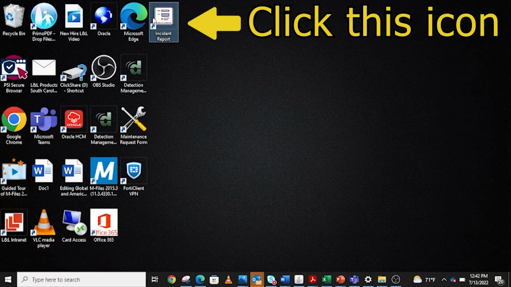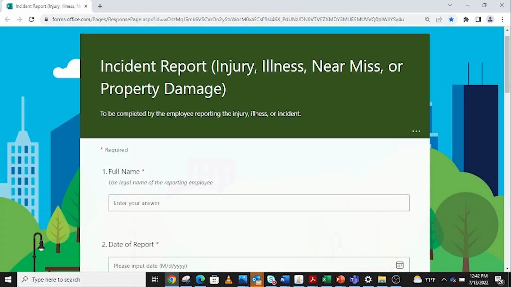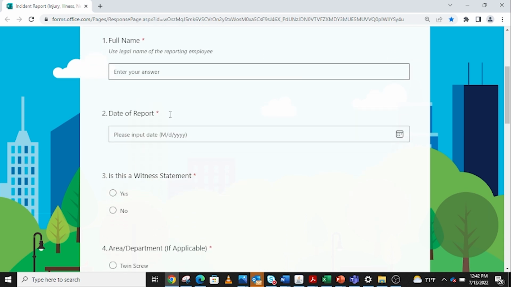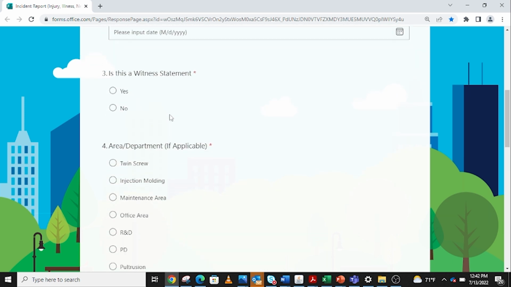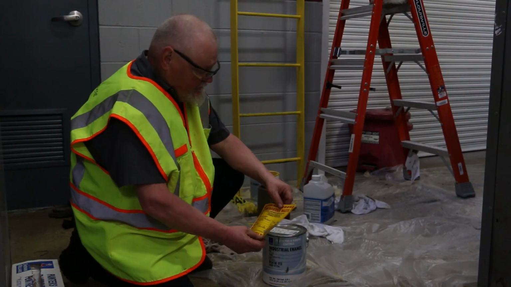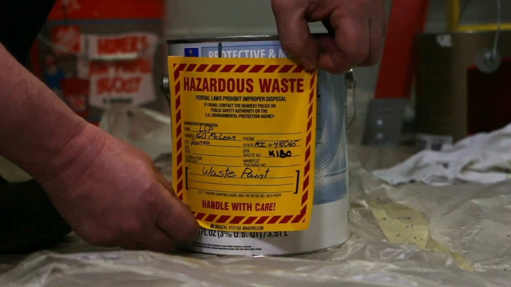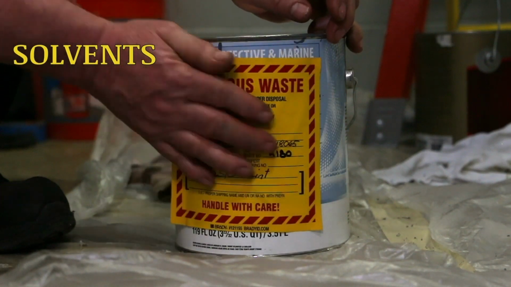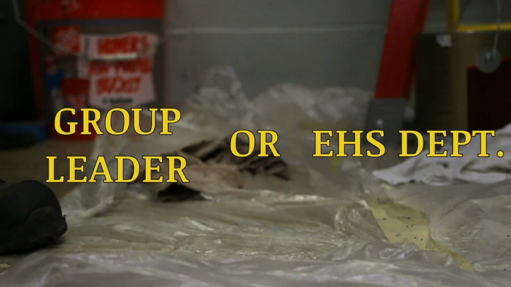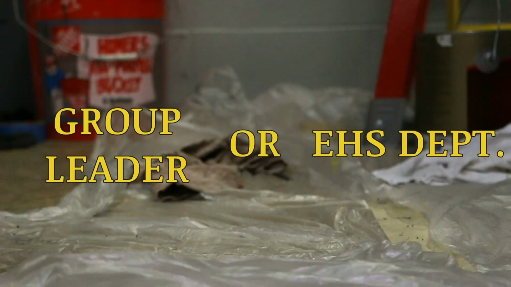After the incident, please file an incident report before the end of your shift using one of the computers throughout the facility. Make sure to complete the required information based on what you're submitting. Employees must properly dispose of any waste or unused chemicals, such as solvents, paint, and oil. See your group leader or the EHS department if you have any questions about disposal.